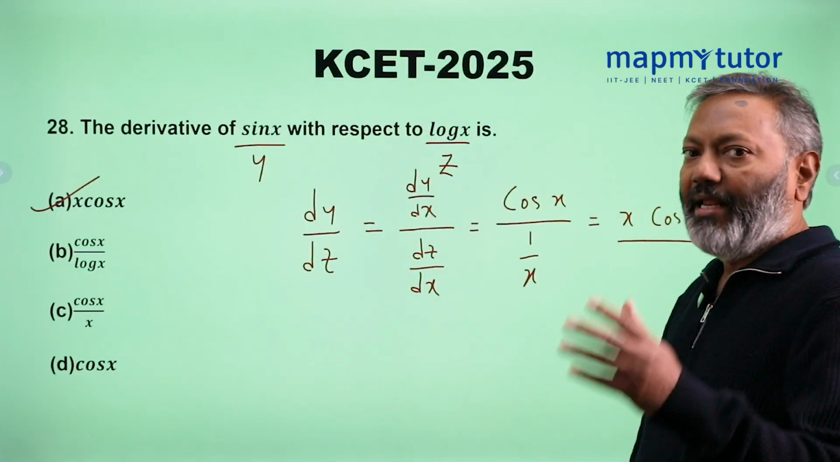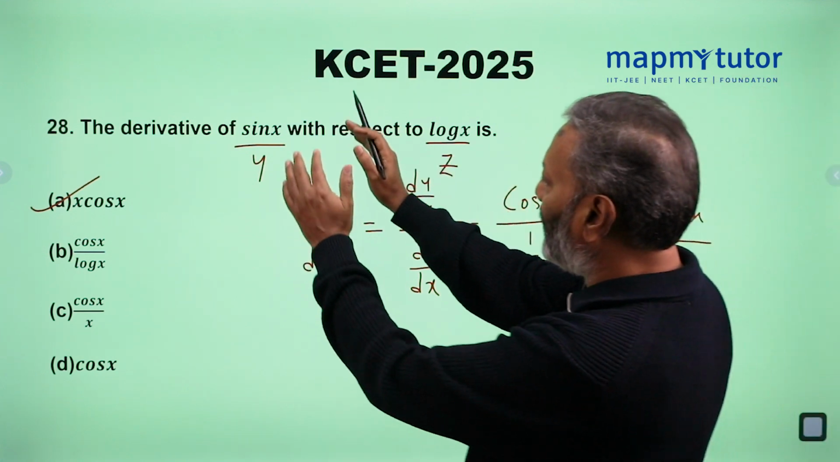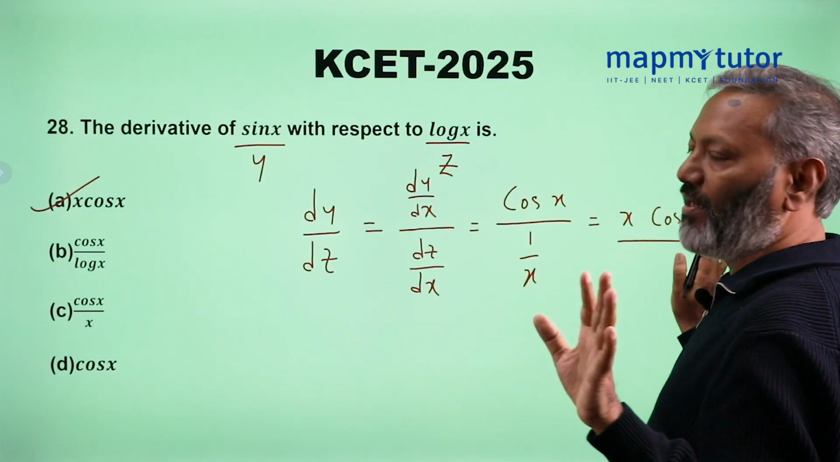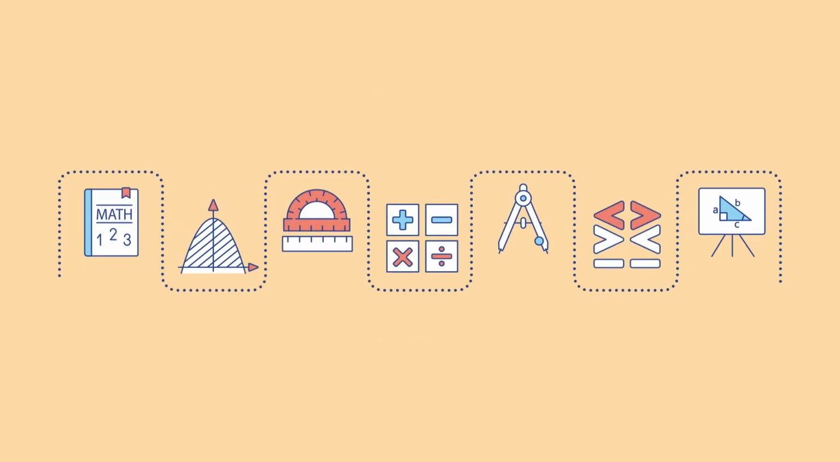Simple. Derivative of a function with respect to another function. That function, the first function, I took it as y and then z. dy by dz is to be calculated. It is almost like parametric differentiation again. Got it?